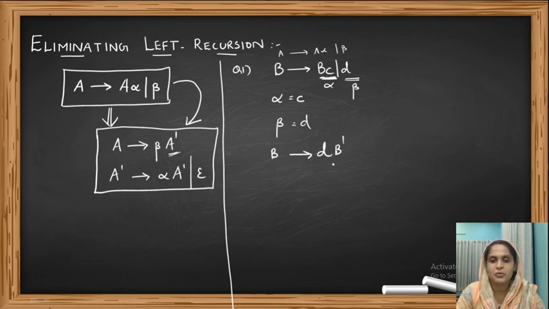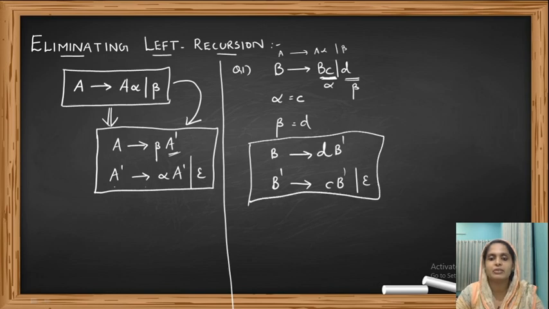So this is the first production, and the second production is A dash produces alpha A dash. So here instead of A dash, we have B dash. So B dash produces alpha B dash. So what's the value of alpha? Here alpha is C, right? So instead of alpha, you can write small letter C. C B dash bar epsilon. So now you can see that we have eliminated the left recursion.